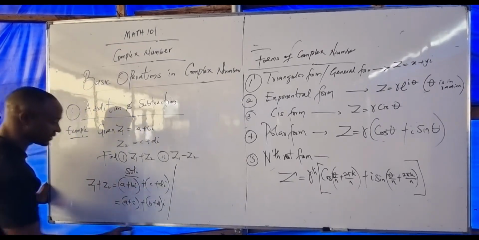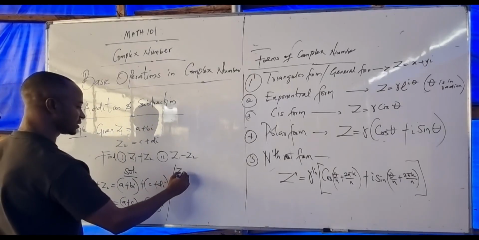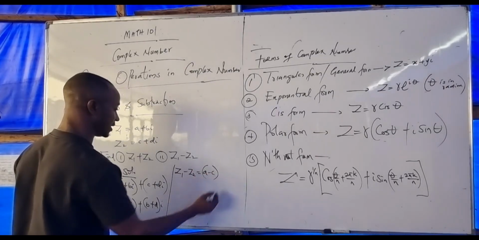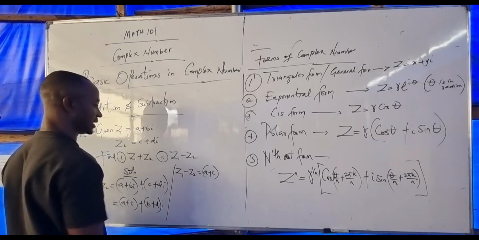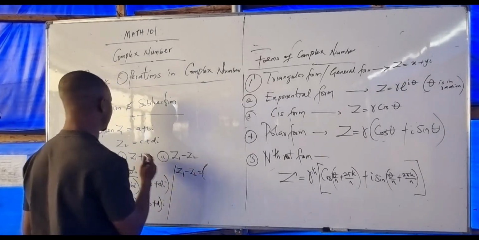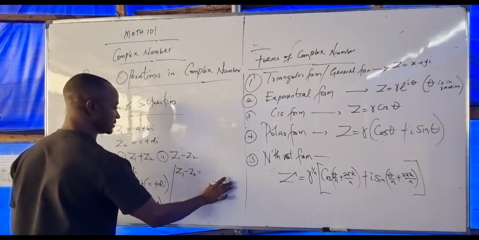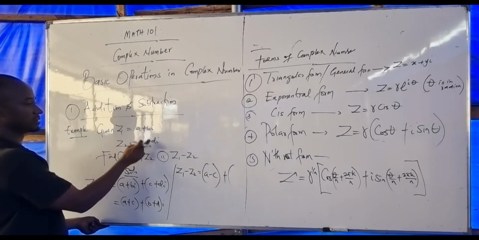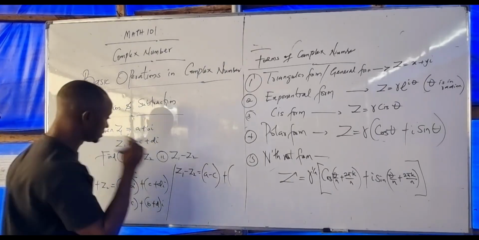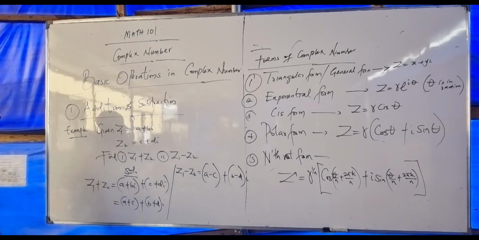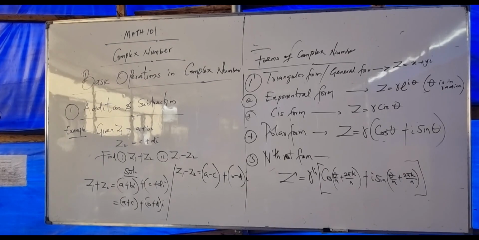Likewise, for that of subtraction, what will it be? A minus c, right? I'm subtracting this, right? A minus c. Then plus, what will be here? B minus d, times i. Okay, let me give us a real value to this so that we can see how it goes.